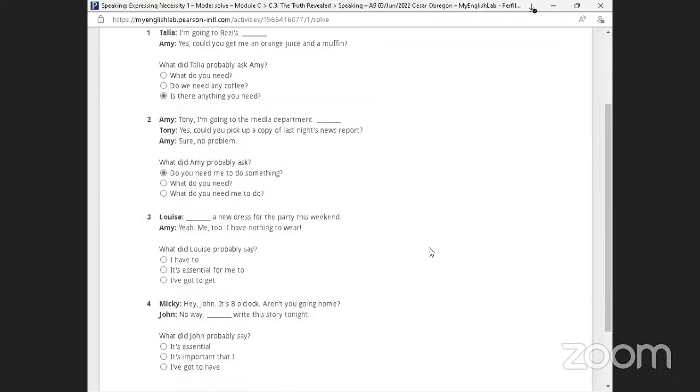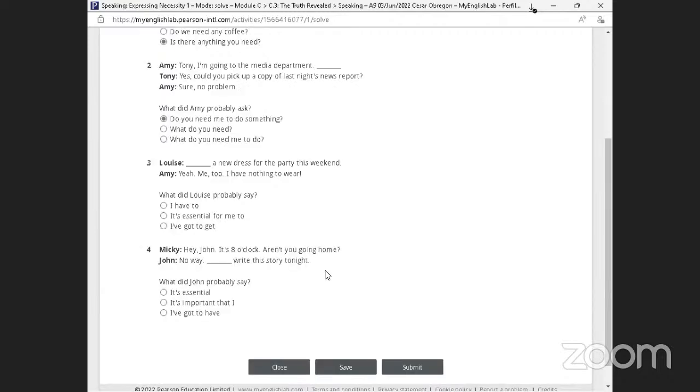Number three. A new dress for the party this weekend. Amy, yeah, me too. I have nothing to wear. What did Louise probably say? It's essential for me to... no, I've got to get a new dress.